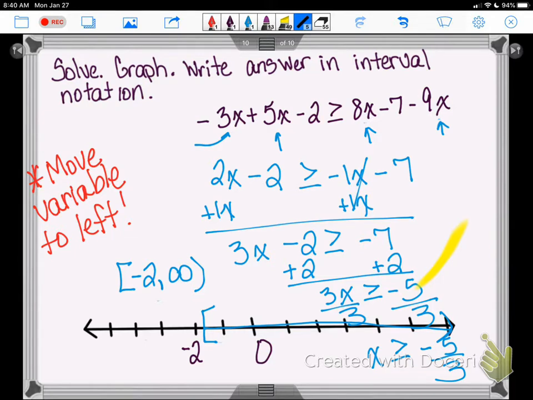Okay, how did you get to negative 2? How did I get to negative 2? I'm not at negative 2, I'm at negative 5/3. Okay, so negative 5/3 is negative 1 2/3. And so that's how I got to negative 2. Yeah, you turn it into a mixed number.